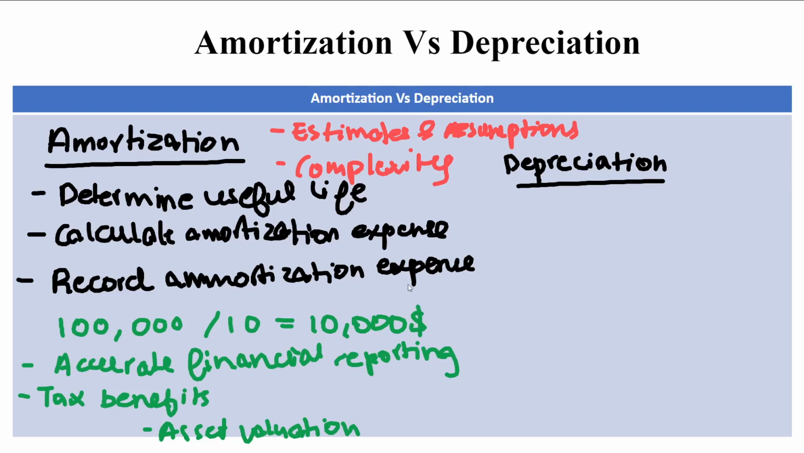Now we're gonna look at how depreciation works as well. So I'm gonna go ahead and write down the steps. The first one is the same, because it's determining the useful life. As I said, they're very similar. It's just about whether it's intangible or tangible. So this is basically the estimated period over which the tangible asset will be used by the company. Then we have estimate salvage value.